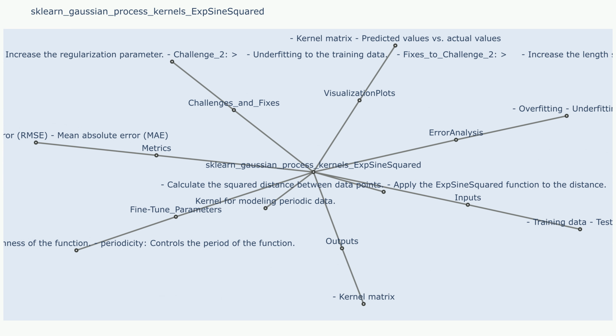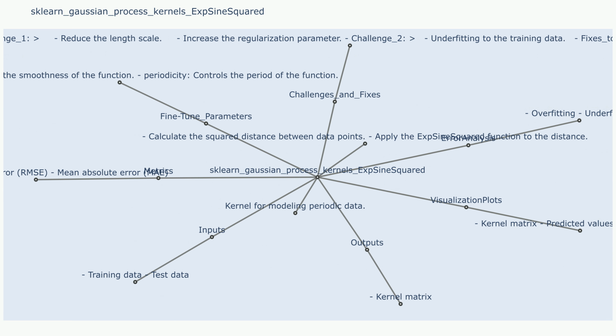The kernel is defined as k(x1, x2) = exp(-(x1 - x2)^2 / (2 * length_scale^2)) * sin^2(2 * pi * (x1 - x2) / period), where x1 and x2 are two input points. Length scale is the length scale of the exponential decay, and period is the period of the sine function.